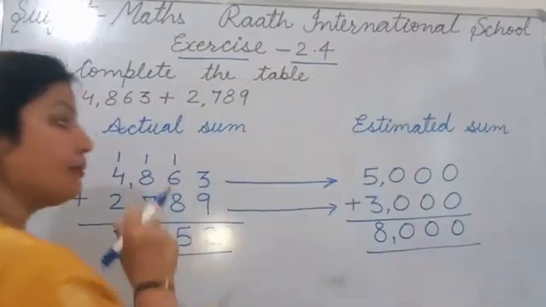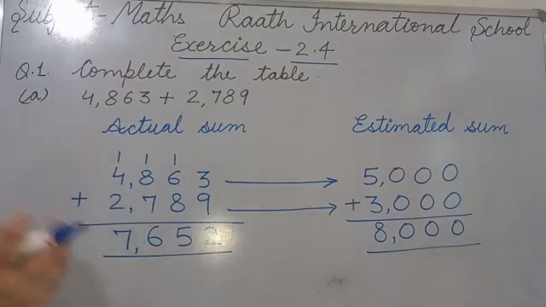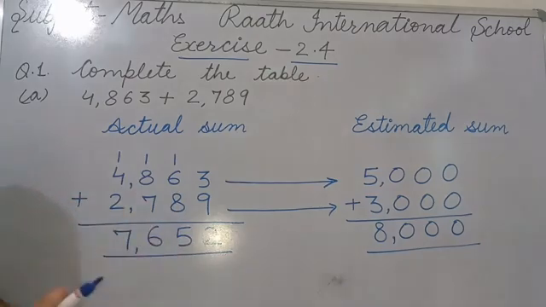So this is our estimated sum and this is our actual sum. We will do all parts like this. We have to solve, we will not do it in tabular form. If you want to fill in your book, you can fill in the answers, but in the notebook you will solve like this. Okay, now after that we will do its B part.